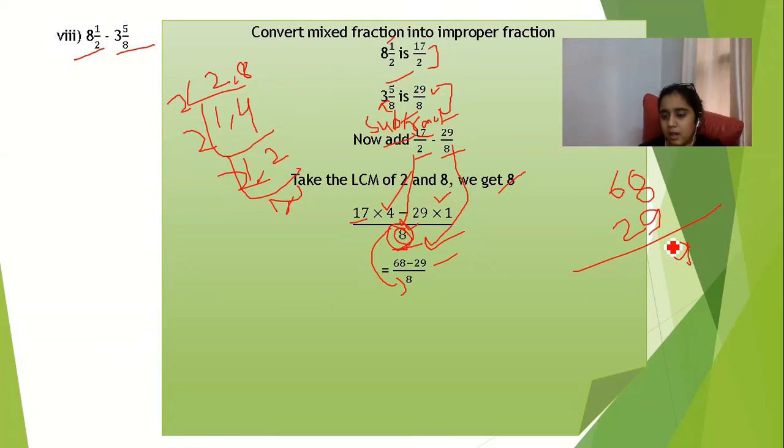Here the number will be left as 9, because it will become 18, and it will become 5 because I have taken the carry. So 5 minus 2 would be 3. So my answer would be 39 upon 8.